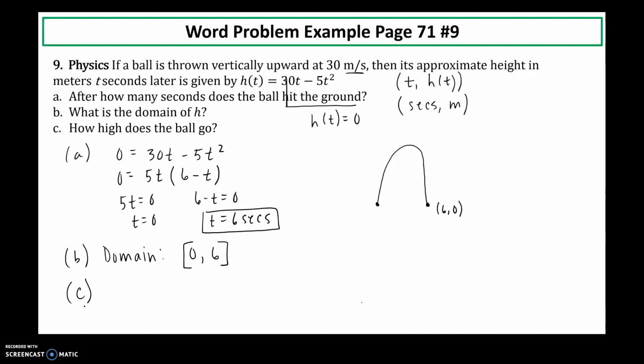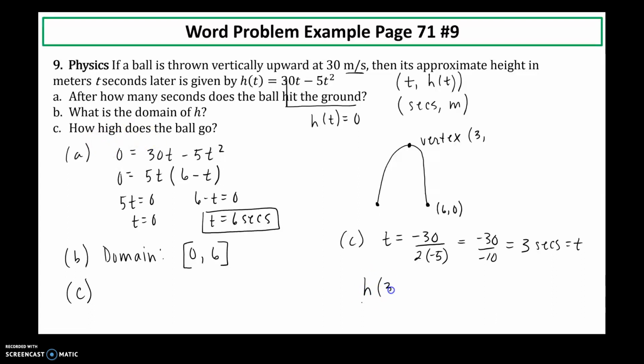All right, and then lastly, C, how high does the ball go? So how high does the ball go? That's asking us to find the vertex. Okay, so to find the vertex, my x-coordinate is negative b all over 2a. So I get negative 30 divided by negative 10. So now notice what we found. We found our unit of time. So this is saying after 3 seconds, the ball has reached its maximum height, but you got to answer the question. What is the actual height of the ball?